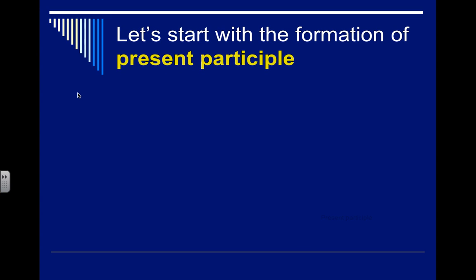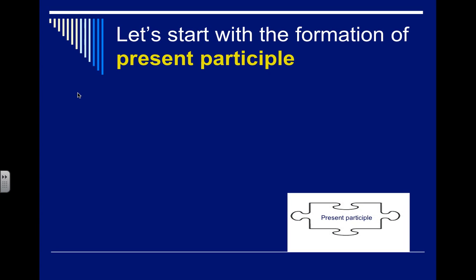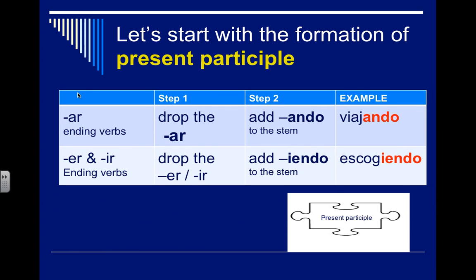So, let's start with the formation of the present participle. How do you form it from an infinitive verb? Well, that would be the second part of the puzzle, the present participle. So here it is. For an AR ending verb, there are two steps to it. You're going to drop the AR, add ANDO, ando, which is your gerund, to the stem. An example, if I were to use viajar, it would be viajando. Notice the ANDO at the end.